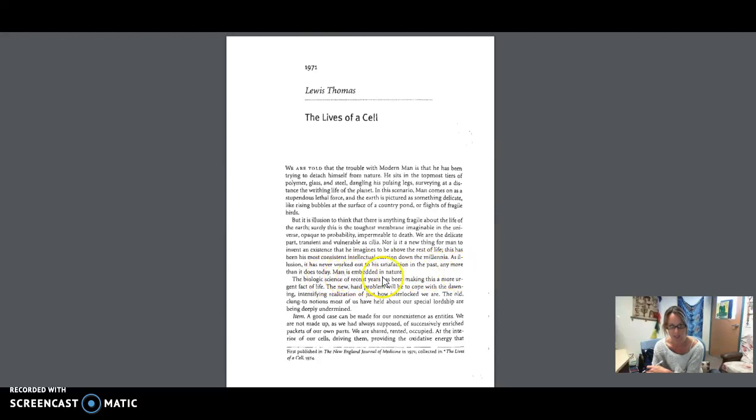Man is embedded in nature. I agree with that. That makes me think of how we look at evolution, the survival of the fittest, that whole Darwinian mentality, and how oftentimes man is seen at the top of this food chain.